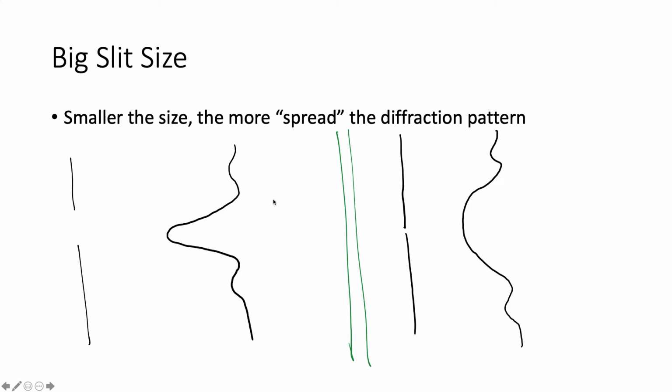So what happens when you change the slit size? The result is that the smaller the size of this single slit, the more spread out the diffraction pattern will be. So in this case, if you have a rather big slit over here, then it's quite pointy. But if you have a very, very small slit, then it'll get more and more spread out.